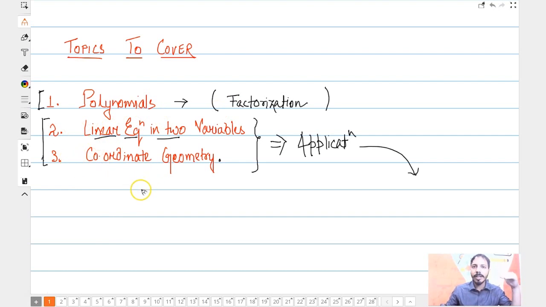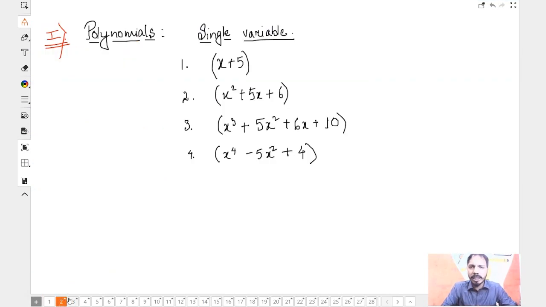I am sure that you are going to enjoy this session. So let's start and understand what polynomials are. Polynomials are basically algebraic expressions, and there can be more than one variable. If we have one variable, how will the polynomial look? This is an example of a degree 1 polynomial.